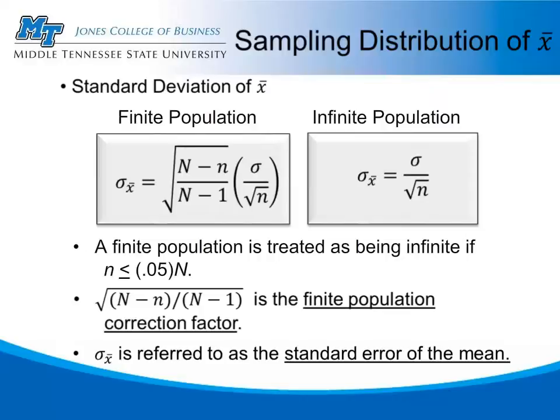Now, that factor is going to be really close to 1 when you meet something that's called the 5% rule. If the sample size is less than or equal to 5% of the population size, then there's really no need to correct for it. You can use the formula on the right for the infinite population. You can just use the standard deviation of the sample mean as being sigma divided by the square root of n. Sometimes it's referred to as the standard error of the mean instead of the standard deviation of the mean.